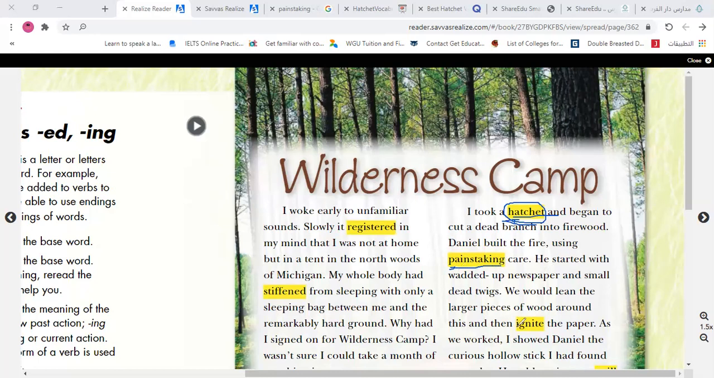And then we have ignite. I ignited the little paper with some fire. So what does it mean, ignite? To burn it. Yeah, it's to burn it. I made it burn. Excellent.